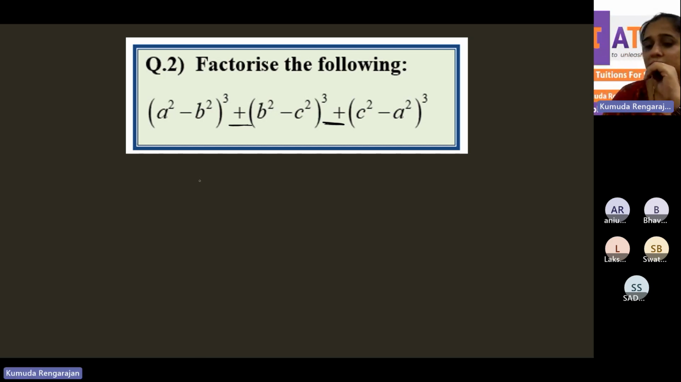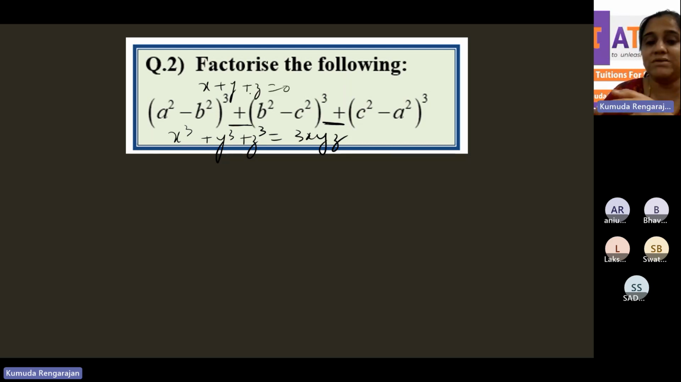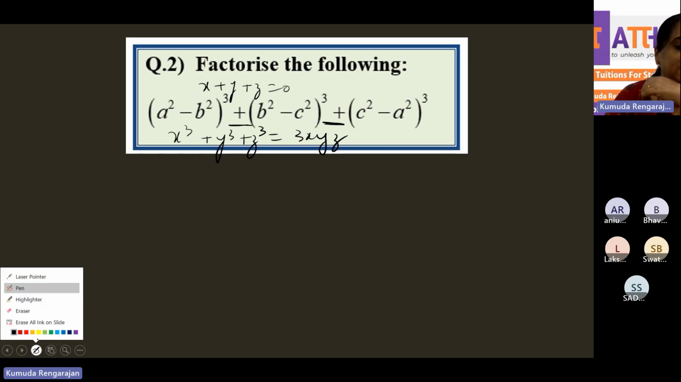Now this one is in the form x cube plus y cube plus z cube. And we know the factors are 3 into x into y into z. But for this, you need to check a condition. You need to check if x plus y plus z is 0. If x plus y plus z is 0, then x cube plus y cube plus z cube is equal to 3xyz. This is called a conditional identity.